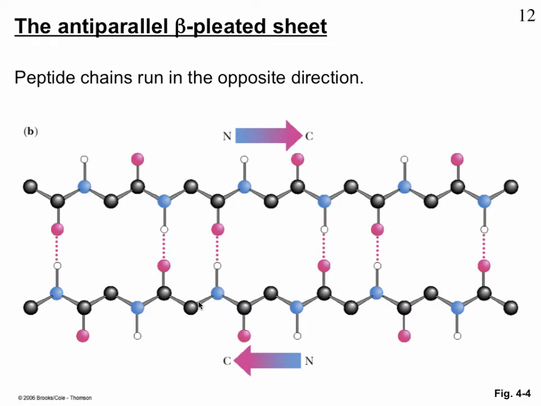Anti-parallel beta sheets are when the chains are running in the opposite direction. So we have N to C going in this direction, and then N to C going in the opposite direction. In this arrangement, the hydrogen bonds are directly across from each other, and so this is much more stable than the parallel arrangement. So this tends to be a more common feature that we see.